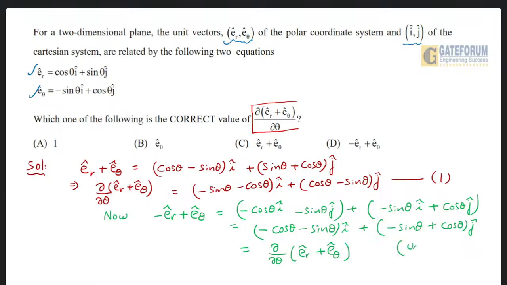Using 1, therefore dou by dou theta of E_r cap plus E theta cap is equal to minus E_r cap plus E theta cap. So this is the answer. Accordingly, the option is D. This is end of the question.